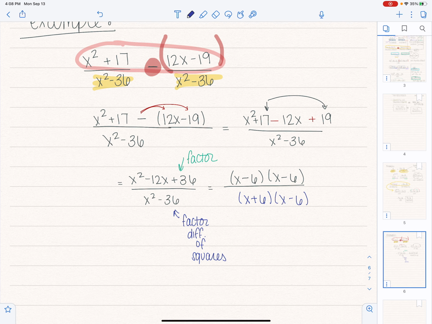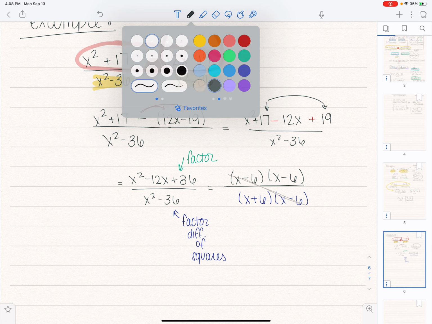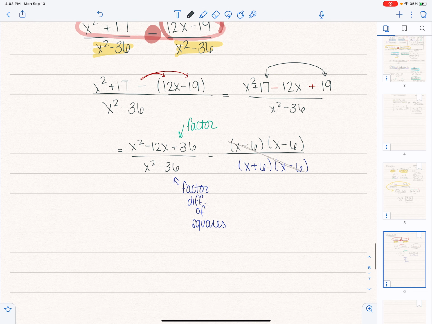Now, if I'm looking for anything to cancel on the top and bottom, the x minus 6's cancel. My final answer will be x minus 6 over x plus 6, and that would be my final answer. Nothing else would cancel.